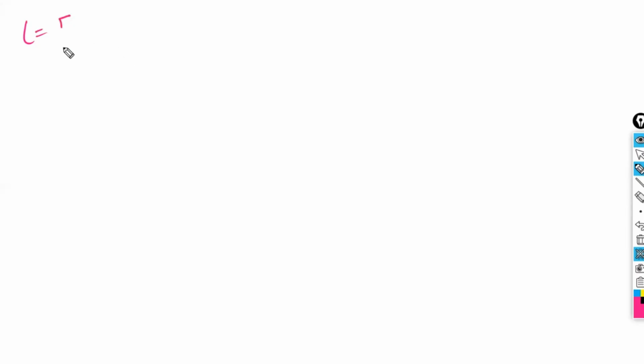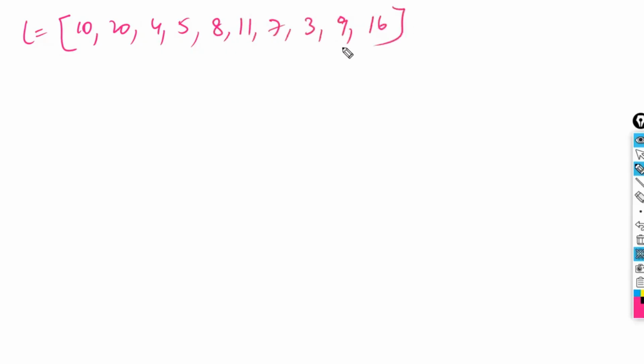Okay, so here is a list: 10, 20, 4, 5, 8, 11, 7, 3, 9, 16. Now, this is the input. The required output is only the even numbers, that is 10, 20, 4, 8, 16. I want this one. This is the output. For this, what is the code I require?